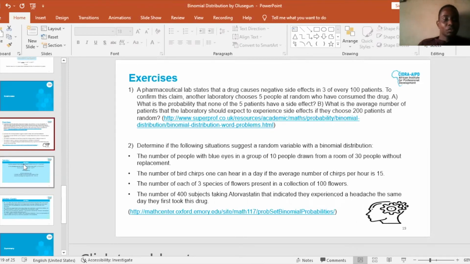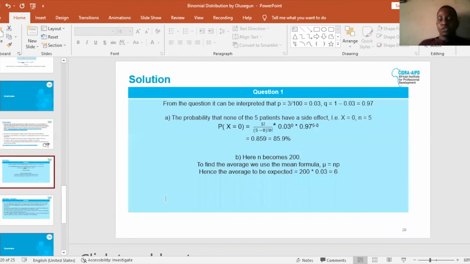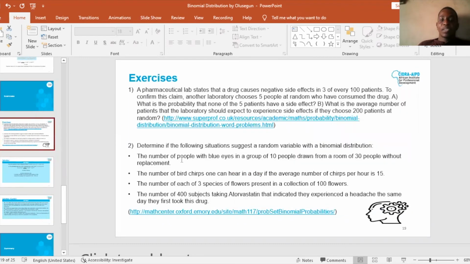X equals 0. If you plug in these values, P, Q, X, and N, into the formula, which we are very familiar with now, this is what we get: 5 factorial over (5 minus 0) factorial times 0 factorial, all of that times 0.03 raised to the power 0 times 0.97 raised to the power 5 minus 0. And that will give us 0.859, which is equal to 85.9%. So there's an 85.9% chance that none of the 5 patients that are selected for the trial will have a side effect.